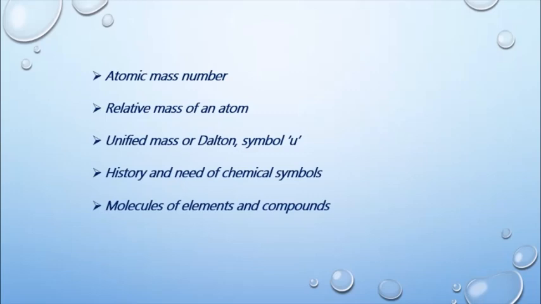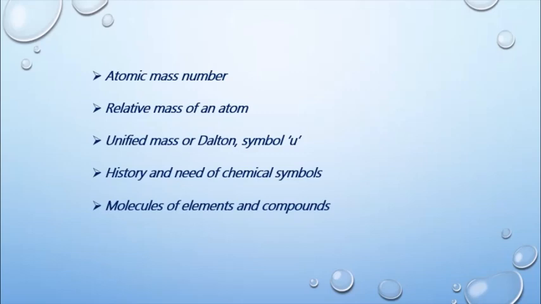Next is the unified mass, which is the standard unit of atomic mass that quantifies mass on an atomic or molecular scale. For example, we use U, and 1 U is equal to 1.66053904 into 10 raised to minus 27 kg. So if you have to find the value of 2 U, then you have to calculate 2 into the number, multiplied by 10 raised to minus 27 kg.